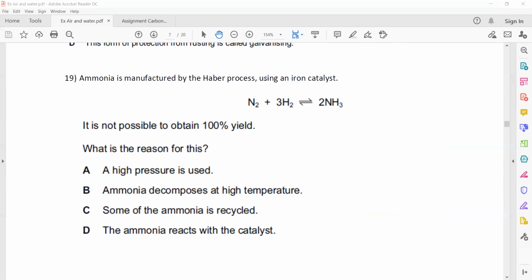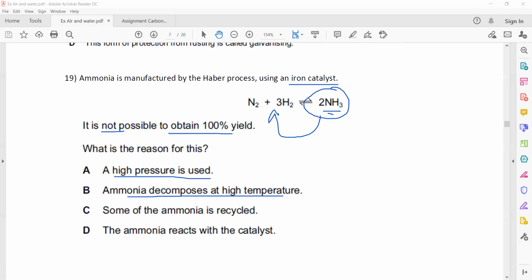Ammonia is manufactured by a Haber process using iron as a catalyst. It is not possible to obtain 100% yield. For example, we don't get only ammonia because the ammonia is decomposing back to nitrogen and hydrogen. What is the reason why we do not get 100% ammonia, like only the product ammonia will be there? The options: high pressure is used; ammonia decomposes at high temperature.